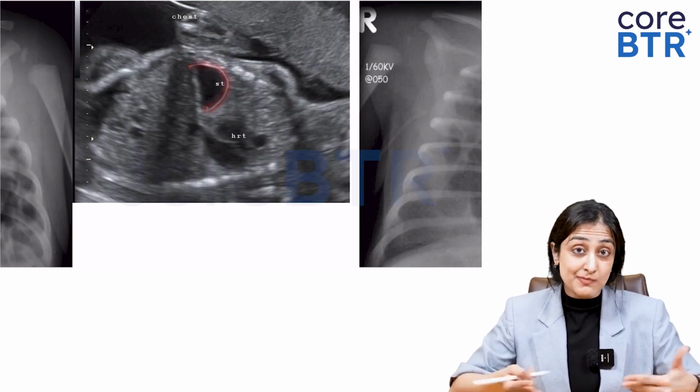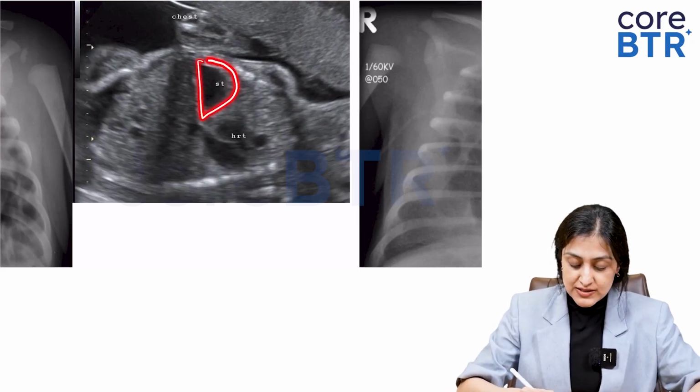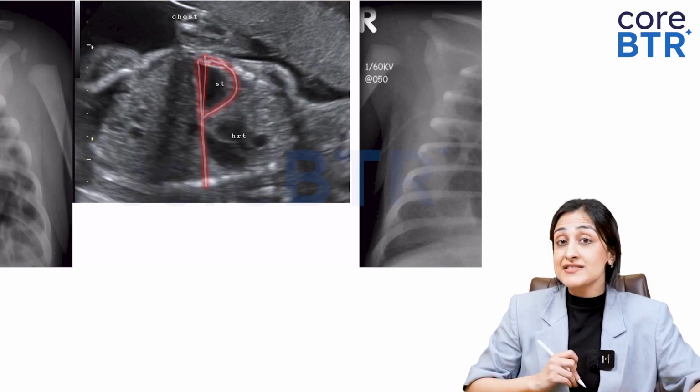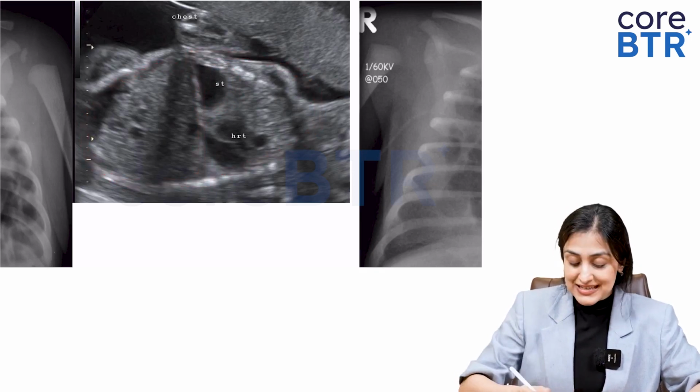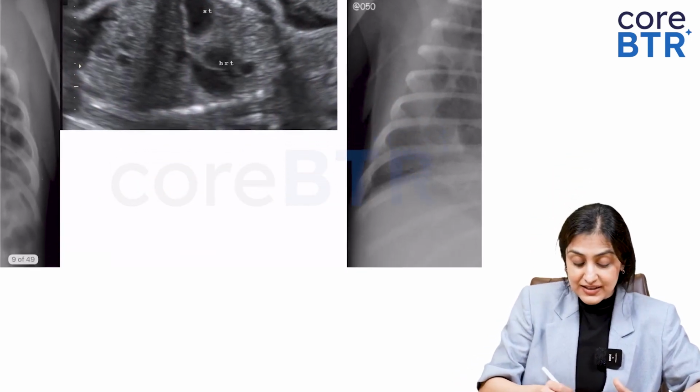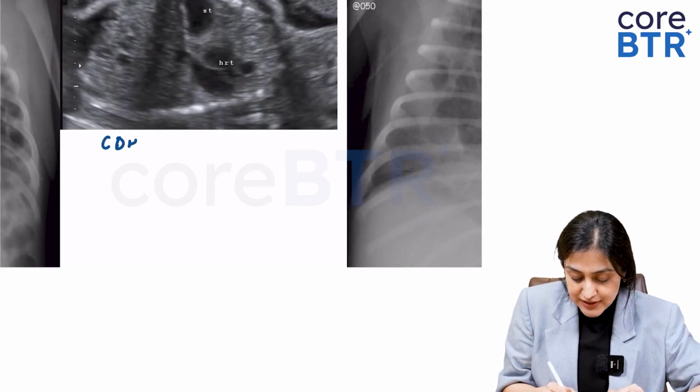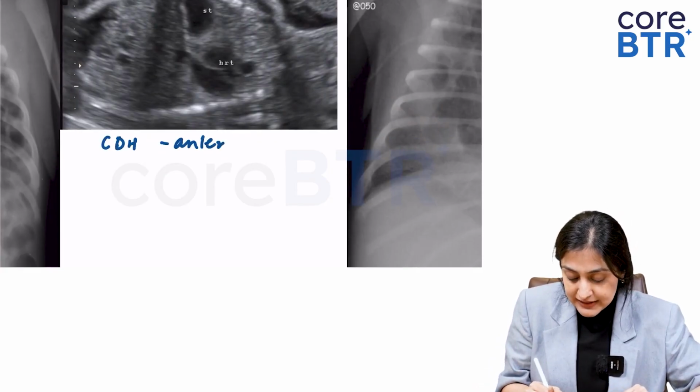So what is the gas bubble? It is nothing but fluid. So this is the stomach in the same plane as the thorax. So this is the abdomen, this is the thorax. So you are seeing stomach in the thorax, and that tells you that this is CDH. So this is an antenatal ultrasound.